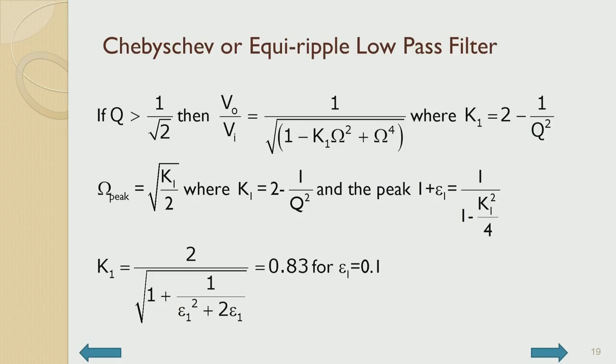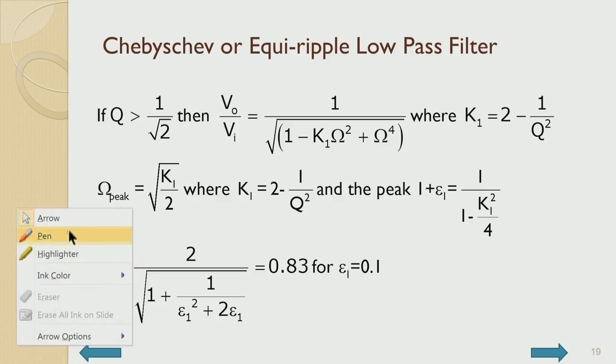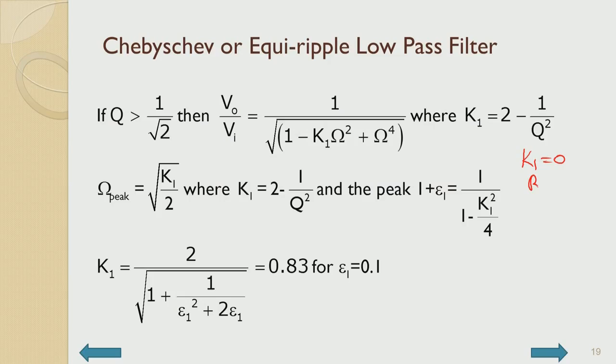Chebyshev filter or equiripple filter can be designed now. Q has to be greater than 1 over root 2. So it is of this type as far as magnitude is concerned now, K1 being controlled by the factor 2 minus 1 over Q squared for this network. If K1 is 0, it is Butterworth, that is for Q equal to 1 over root 2. So K1 is 0 for Butterworth, and Q has to be 1 over root 2. K1 has to be positive for Chebyshev, and it is K1 that determines the extent to which ripple exists in the passband.